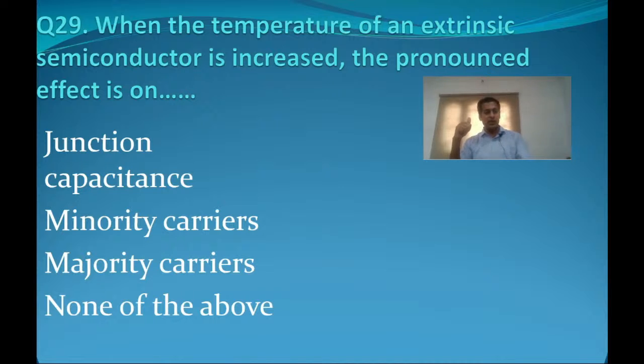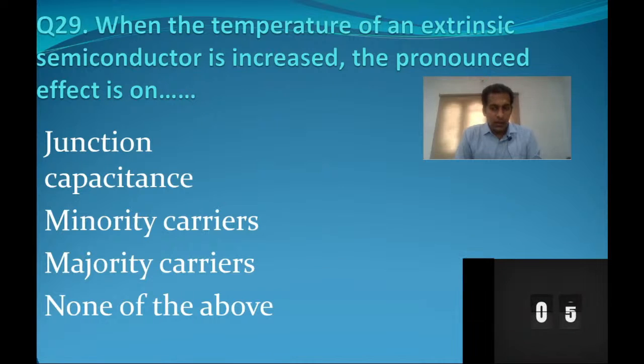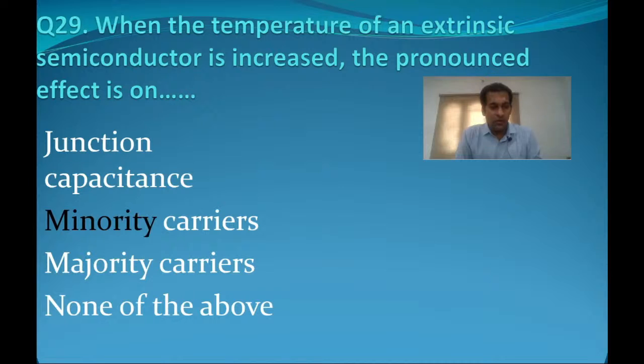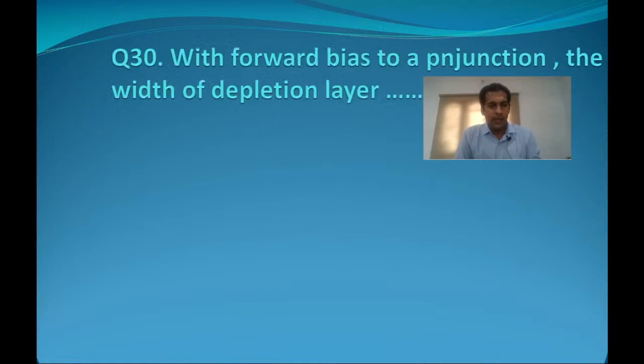When the temperature increases, what happens? We get an excess number of electrons and holes, but we already have doping for the majority carriers. So the answer was already told, so let us move to the next. The answer is minority carriers.